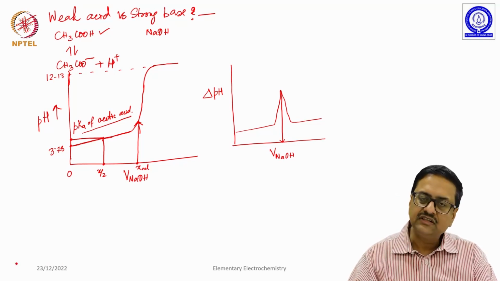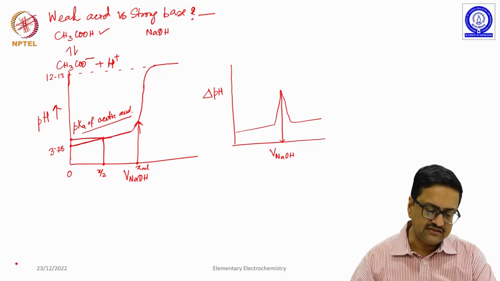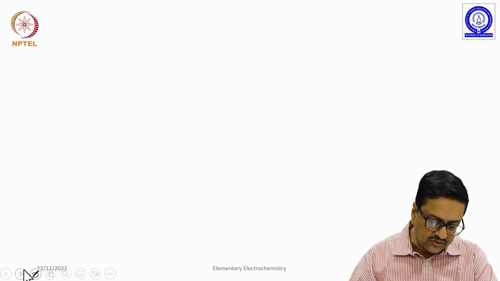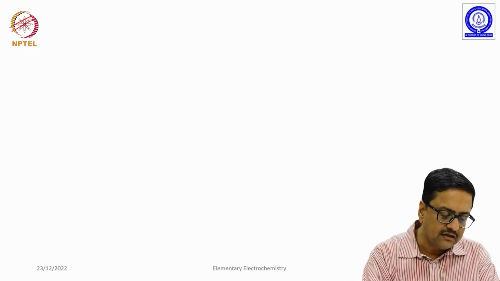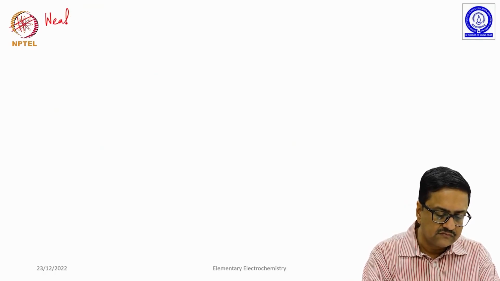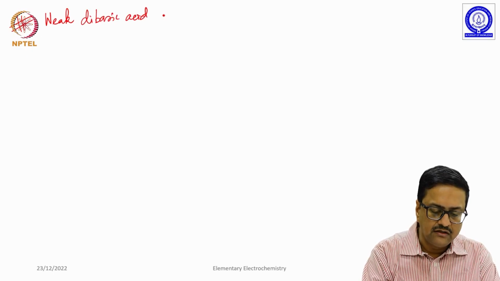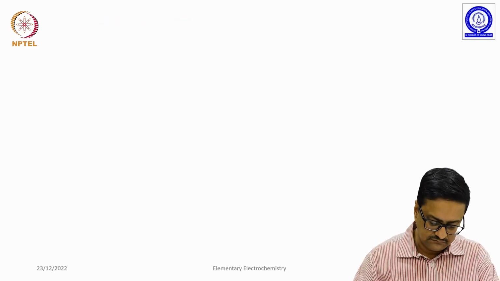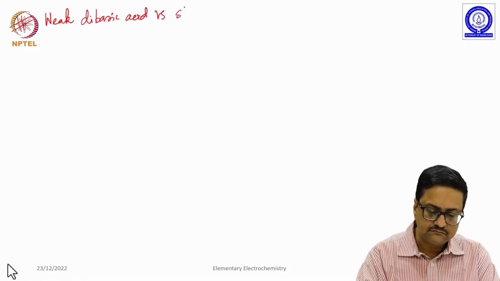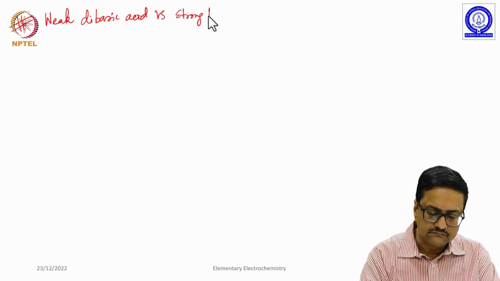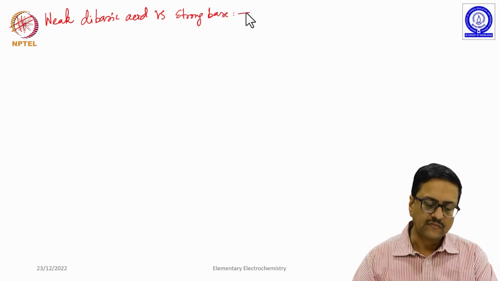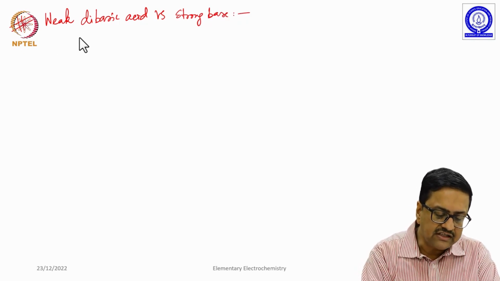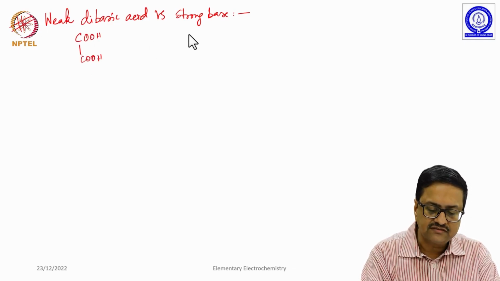So, we have discussed strong acid with strong base, and weak acid with strong base, and we will now talk about a third possibility: weak dibasic acid versus strong base. The weak dibasic acid is oxalic acid, titrated versus NaOH.